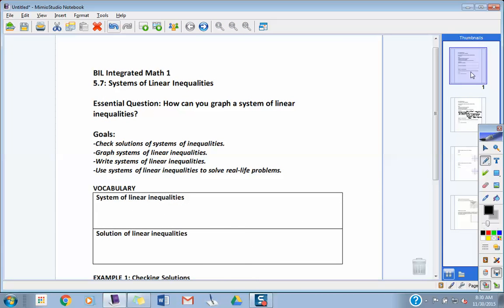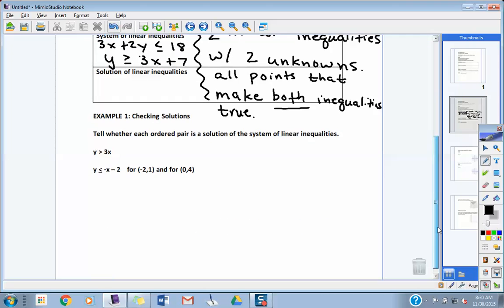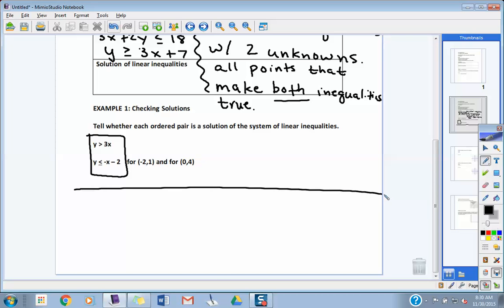All right, so example 1 right here, checking some solutions. Tell whether each ordered pair is a solution of the system of linear inequalities. Here's our system right here, our two inequalities. I'm going to make a T-chart up here for this. What's the first point they're asking to see if it's a solution for us, guys? Which point do they want to know for?